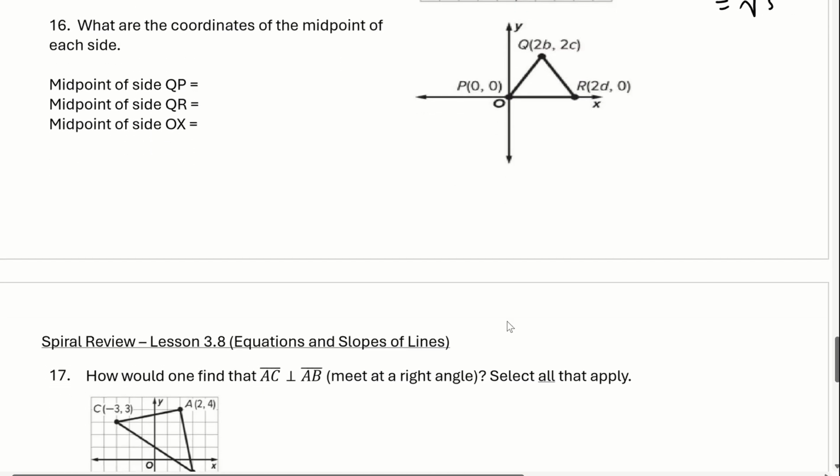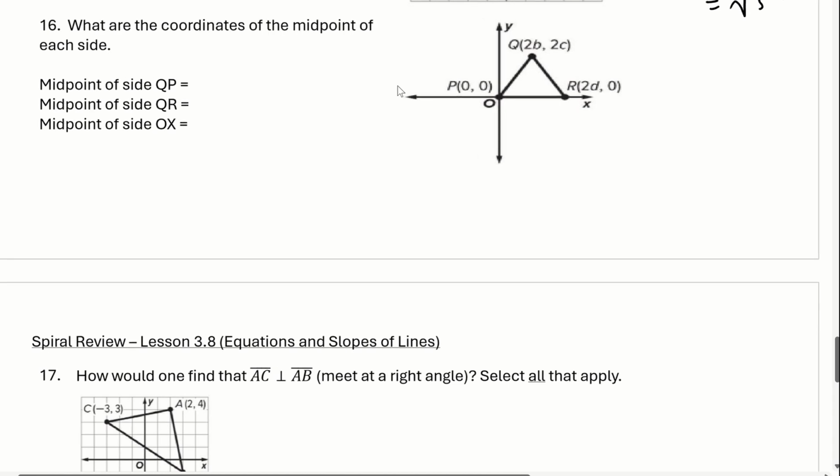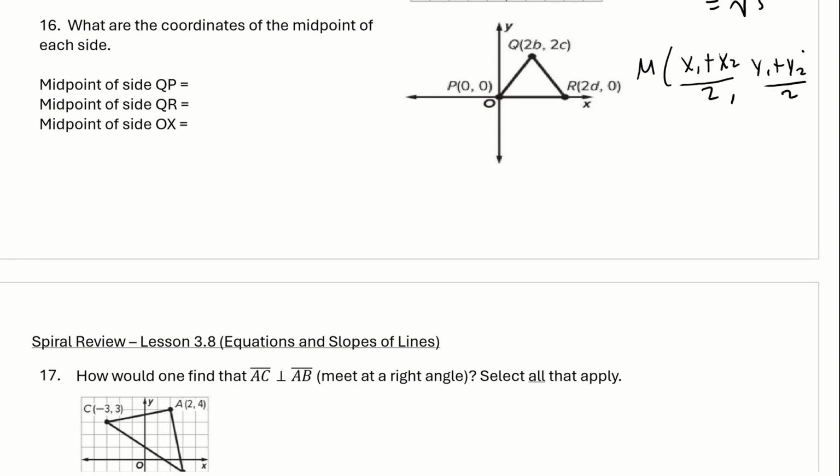What are the coordinates of the midpoint of each side? All right, so the formula for midpoint is x1 plus x2 divided by 2, y1 plus y2 divided by 2. The formula for midpoint is on your formula sheet, so you don't have to memorize that. So if I want to get the midpoint of side QP, let me do the work for this.